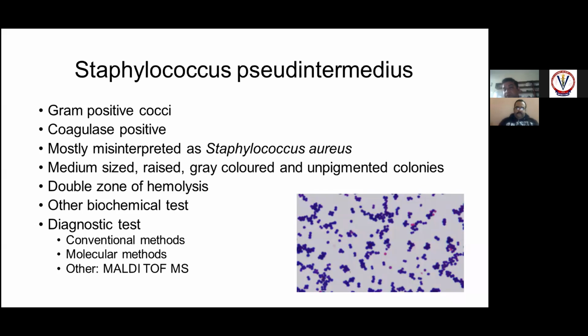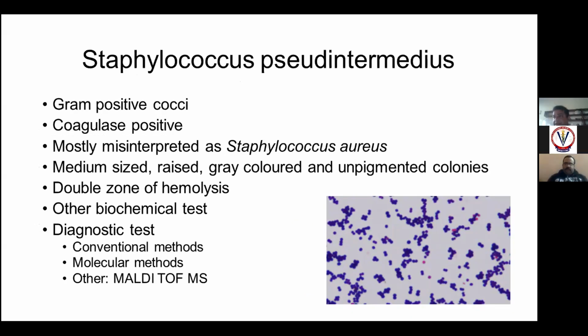If you look at the colony morphology, it is gray colored, with uneven medium-sized colonies, as you could see in the next slides. The other important thing is the double zone of hemolysis, which is typically seen on blood agar. Different techniques can be used to isolate or diagnose the condition: conventional methods start with gram stain, followed by a series of biochemical tests, ending with sugar fermentation tests. Molecular methods like PCR and qPCR can also be used, or otherwise MALDI-TOF MS to diagnose Staph pseudintermedius.